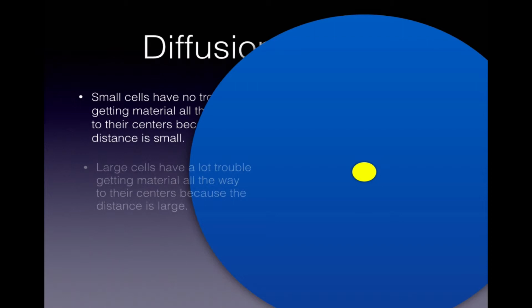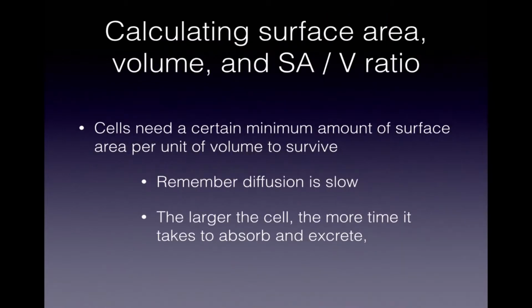All right. So large cells have a lot of trouble getting material all the way to their centers because the distance that diffusion has to move these molecules is large. So if you think of a cell that's living from moment to moment by using oxygen and using food and producing waste and having to get rid of that waste, cells that are too big to move this material by diffusion into or out of their cytoplasm are going to die. They're going to either suffocate or starve to death or choke on their own waste products.